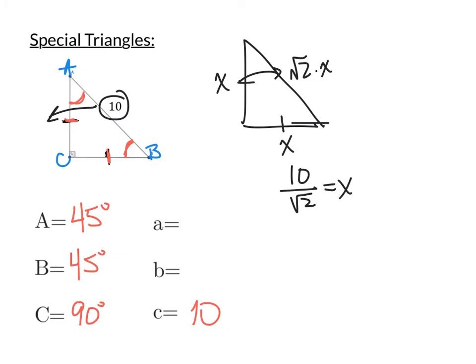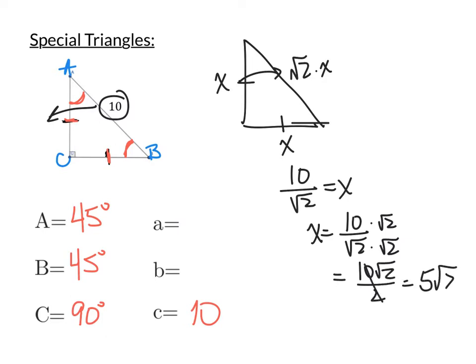If we wanted an exact answer for that, we would take that 10 over square root of 2 and multiply numerator and denominator by square root of 2 over square root of 2, leaving us with 10 root 2 over 2, which of course is 5 square root of 2. If we're going to go with decimals and going to 3 decimal places, that will end up being 7.071. And of course, side A and side B are the same. So this will be 7.071 as well.